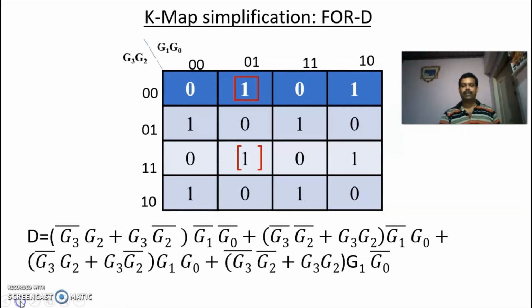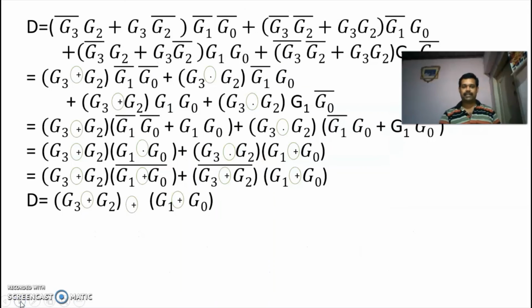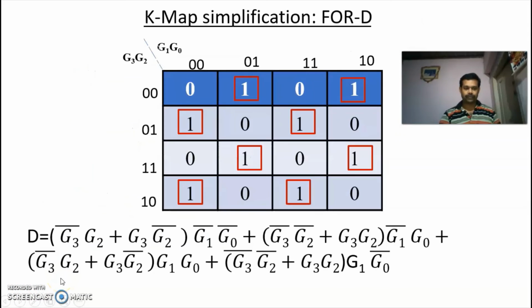Similarly, here also you have to group it individually and take the common terms. So this is the expression, and the first term is G3 bar G2 bar G1 bar G0. We have written all the expressions individually. From the first two expressions I have taken G1 bar G0 bar common, from the third and fourth I have taken G1 bar G0 common, from the fifth and sixth I have taken G1 G0 common, and from the seventh and eighth I have taken G1 G0 bar common.